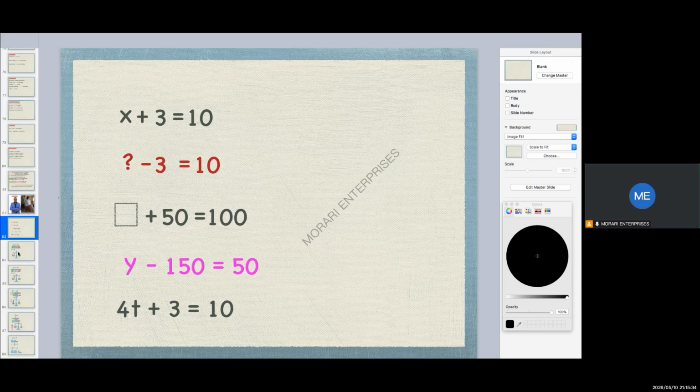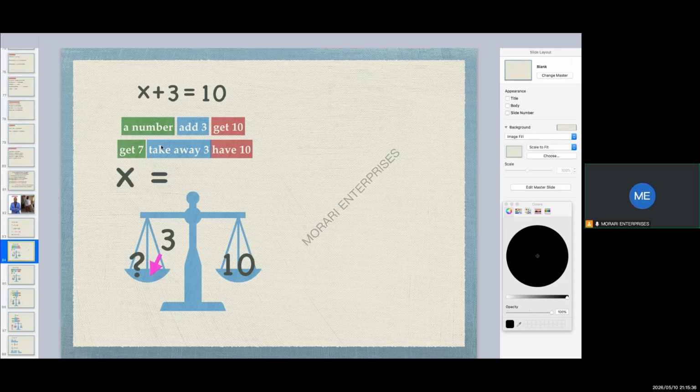Now, let's move on to our mental picture. If you see the question, you can see the answer even before you use the method your teacher showed you. I don't know, whatever method you're using. So this is a number, add 3, get 10. Now I just do the opposite. I start from the 10. So add 3, I go back. I take away. What's the opposite of add? Is take away. I take 10, take away 3. What do I get? 7. So what's my x? 7.